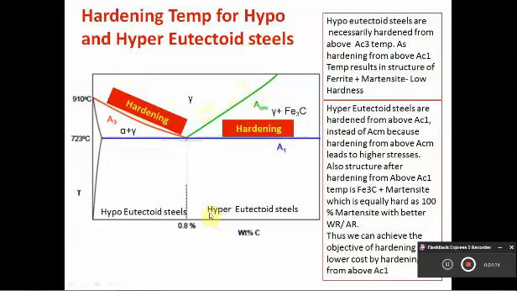So hypereutectoid steels are normally heated above only A1 temperature, but hypoeutectoid steels are normally heated above A3 temperature for carrying out a hardening heat treatment.